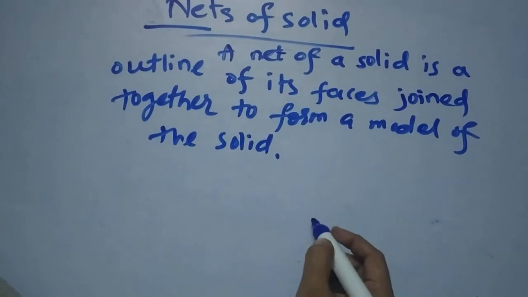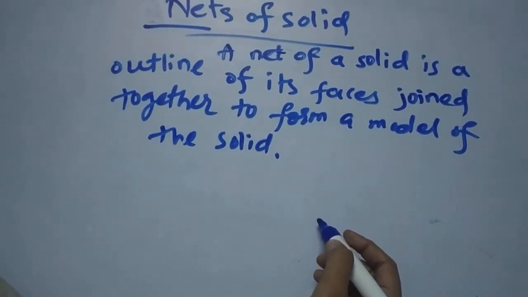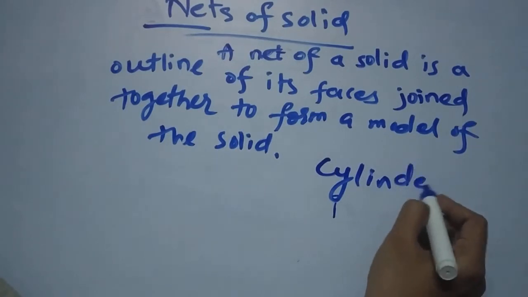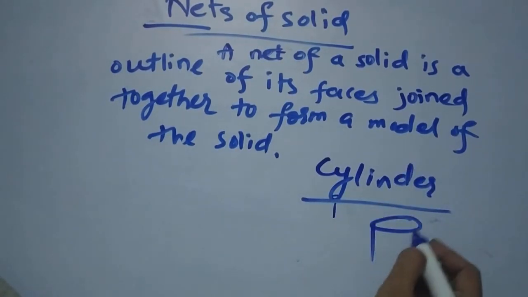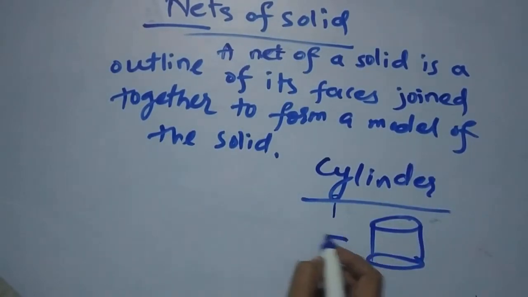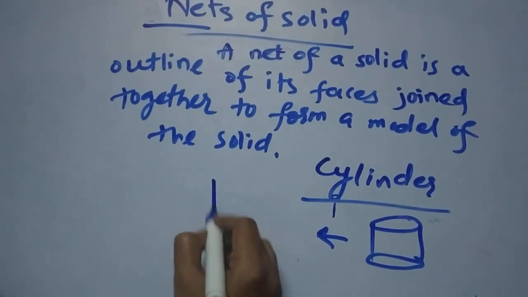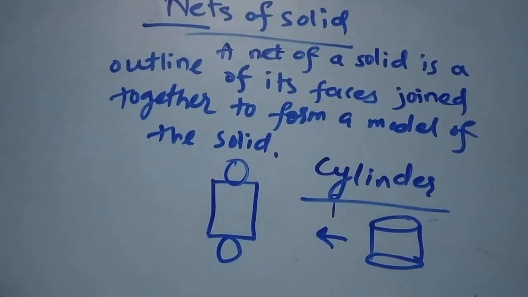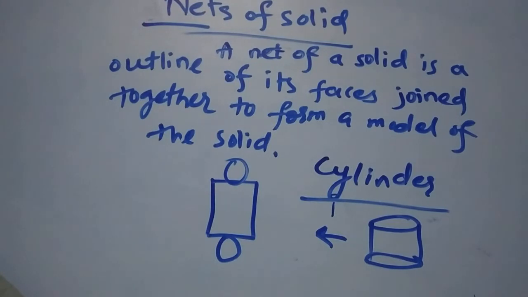For example, if I have a cylinder, I have the net of the cylinder. So this is your cylinder. When I cut it, I will get one rectangular face, and again I have the two circular shapes. So a net of a solid is what? An outline of its faces joined together to form a model of the solid. When you wrap it, you will again get a solid.